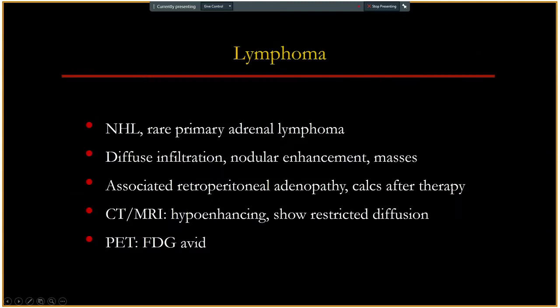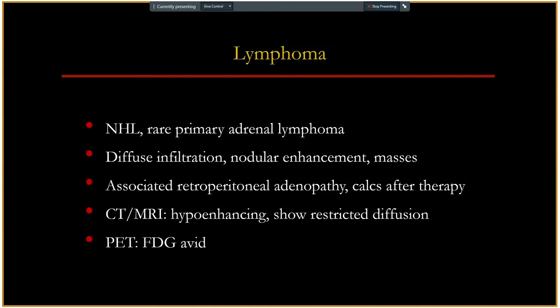Primary adrenal lymphomas are rare. Typically, involvement of adrenals with lymphoma is when patients have non-Hodgkin's lymphoma, and there are other sites of lymphomatous involvement, and adrenal happens to be one of them. We can see diffuse infiltration, we can see nodular enhancement or presence of multiple masses in the adrenals. There is most of the times associated retroperitoneal adenopathy, and the masses, after treatment of lymphoma, calcify.